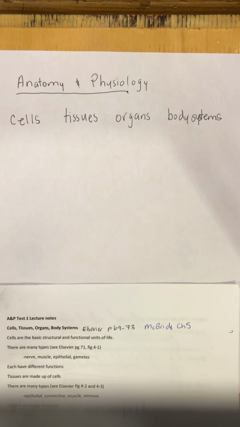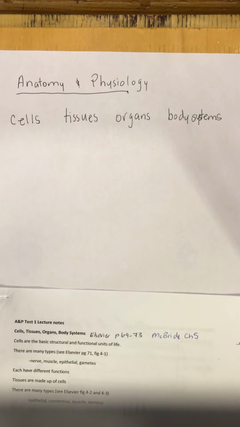So in this A&P course, we're going to study the cardiovascular system, the digestive system, the endocrine system, the integumentary system, the musculoskeletal, the nervous, the urogenital system, which is the urinary and reproductive systems together, and the respiratory system. I think that's it. We're going to study quite a few of those.